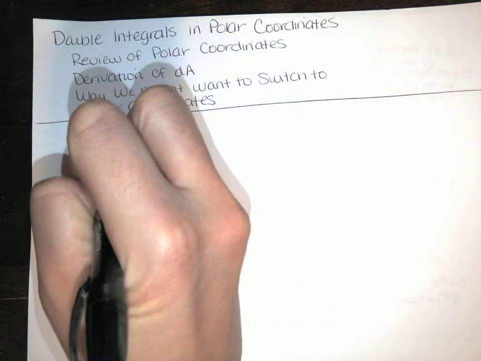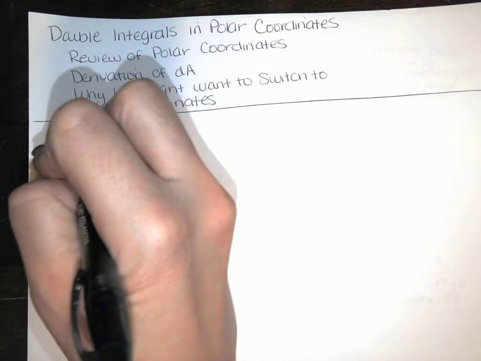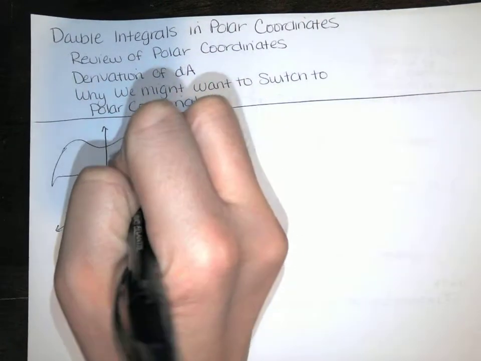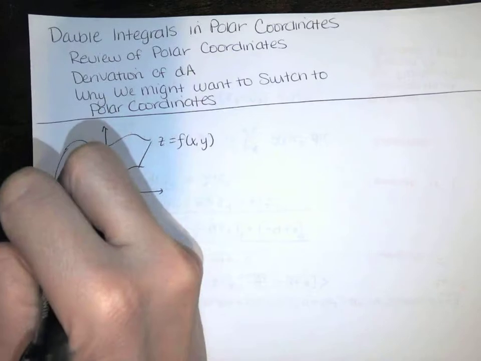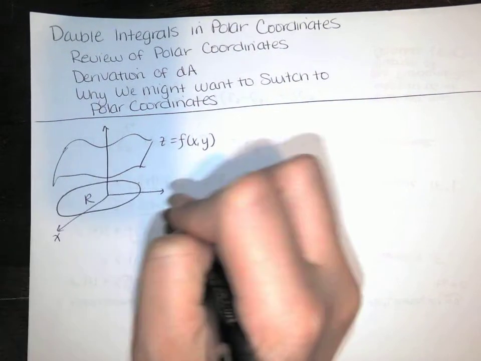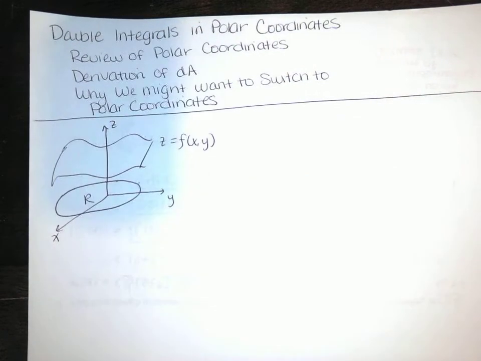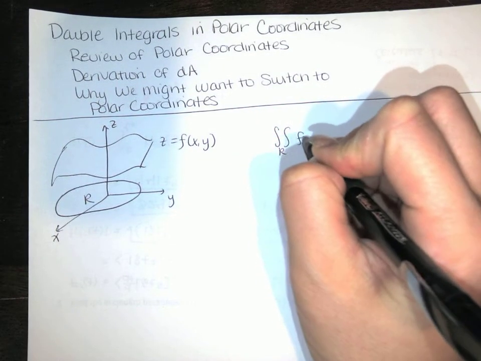So let's say you've got some surface given by z equals f of xy, and it's up here. And you want to integrate z over the region R in the xy plane. So basically you want to evaluate this integral.